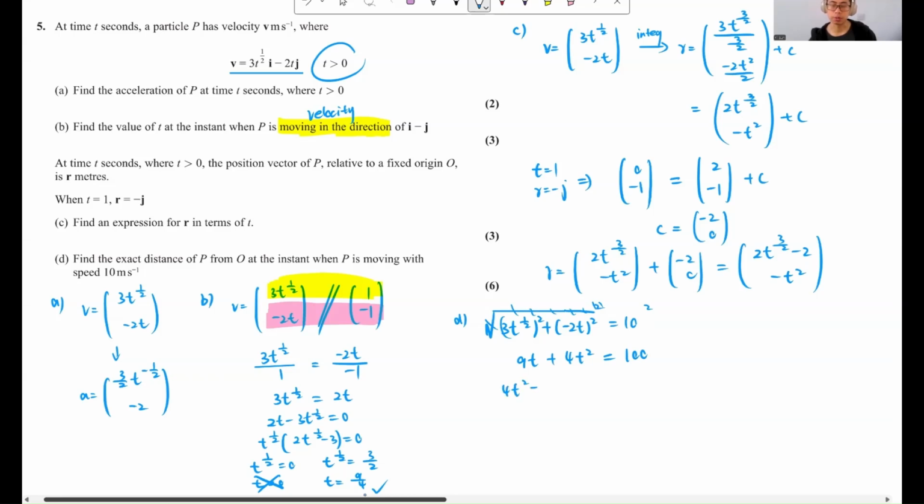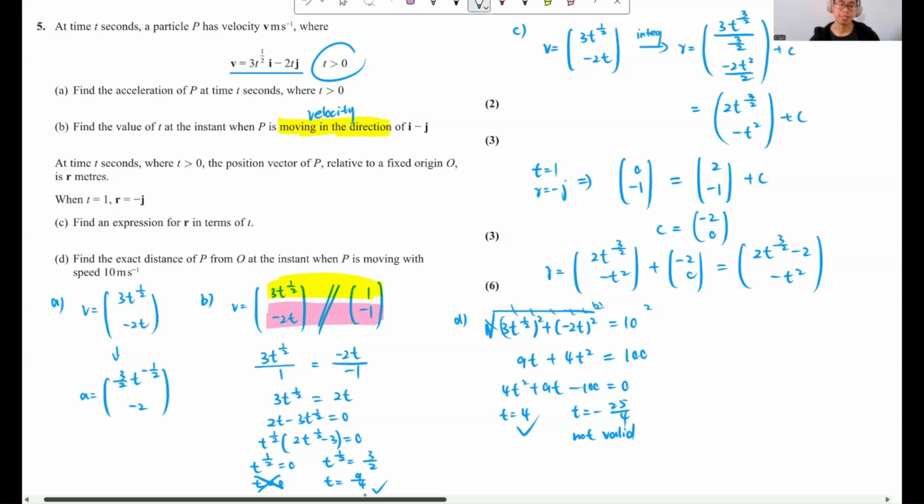And then move everything to one side and then put into the calculator. So 4, 9, and the negative 100. So t is either equal to 4 or t is equal to negative 25 over 4. Again, t cannot be negative, so not valid for this. So t has to be equal to 4.